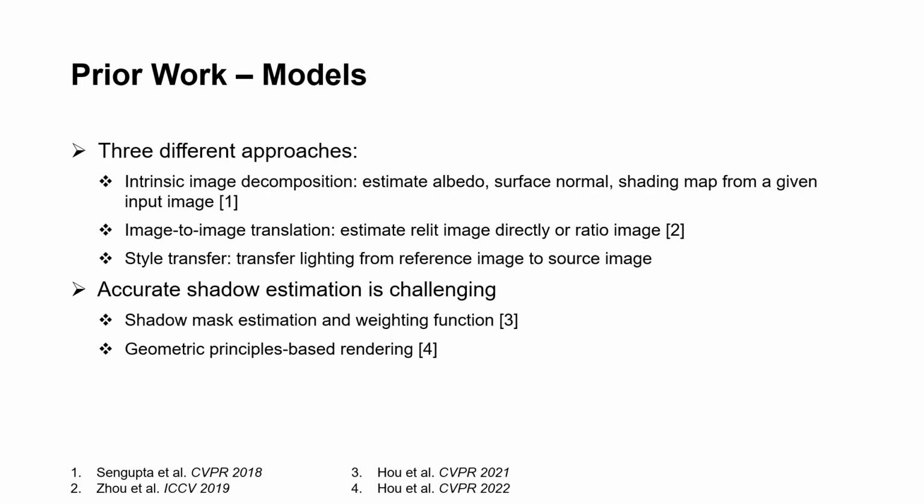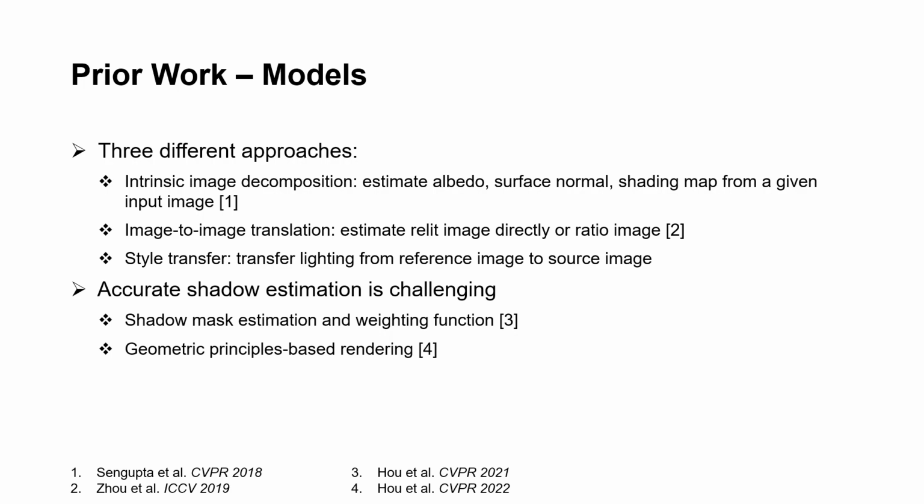One approach estimates the albedo, surface normal, and shading map from an input image to subsequently estimate the relit image. Another approach is to learn a model to directly translate from the input image to the relit image. Some have explored using the lighting in a reference image to relight a source image.